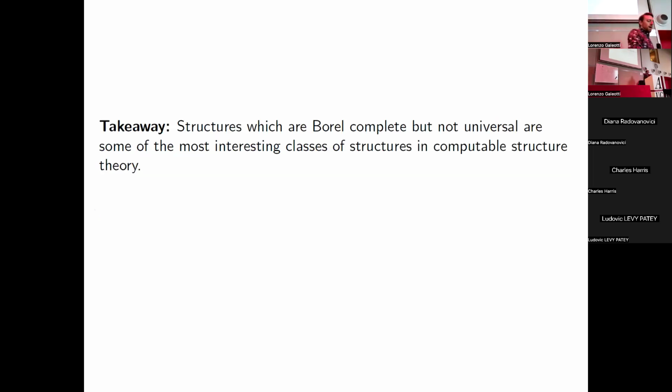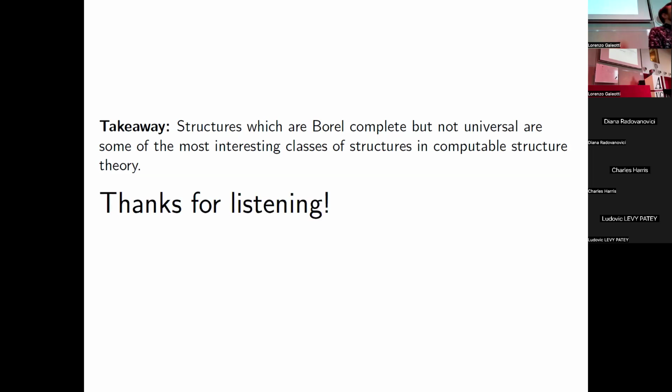All right, so that ends the tutorial. Essentially, maybe the takeaway, if you're going to remember one thing, is that these structures, trees and linear orders that are Borel complete but not universal, or groups, torsion-free abelian groups, are some of the most interesting classes of structures in computable structure theory. And there's a lot of really interesting behavior going on there. All right, thank you.